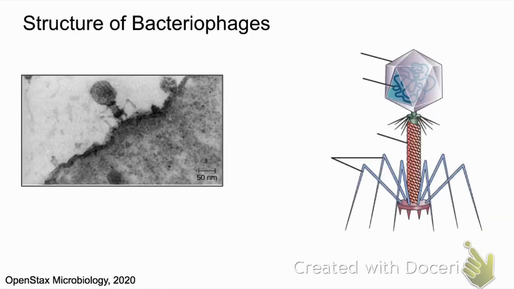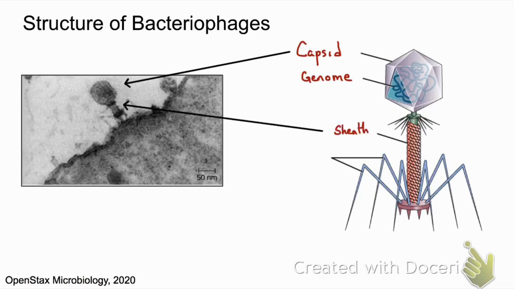Let's first talk about the structure of bacteriophage particles. These particles have a complex structure consisting of a capsid. Remember that a capsid is a protein structure that protects the genetic information, or the genome, of the virus. Bacteriophages also have what we call a sheath, and inside of the sheath is a hollow protein tube that allows for that genetic information to pass from the capsid into the host cell.